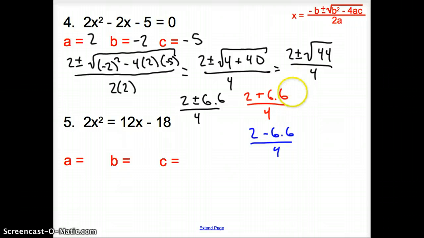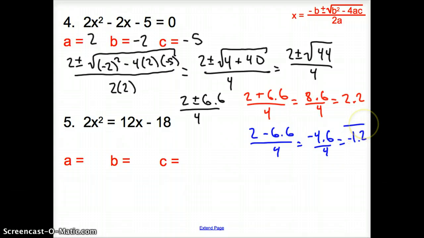Let's do the red first. So it's 8.6 divided by 4, which gives us 2.2. And now for the blue guy, we subtract to get a negative 4.6 divided by 4 to get a negative 1.2. So our two solutions are negative 1.2 and 2.2. Now the last one with number 5.